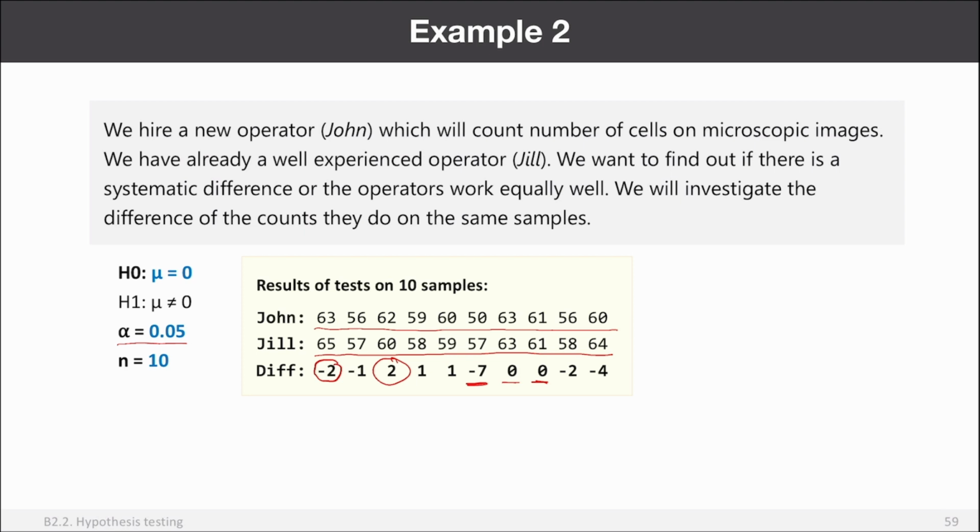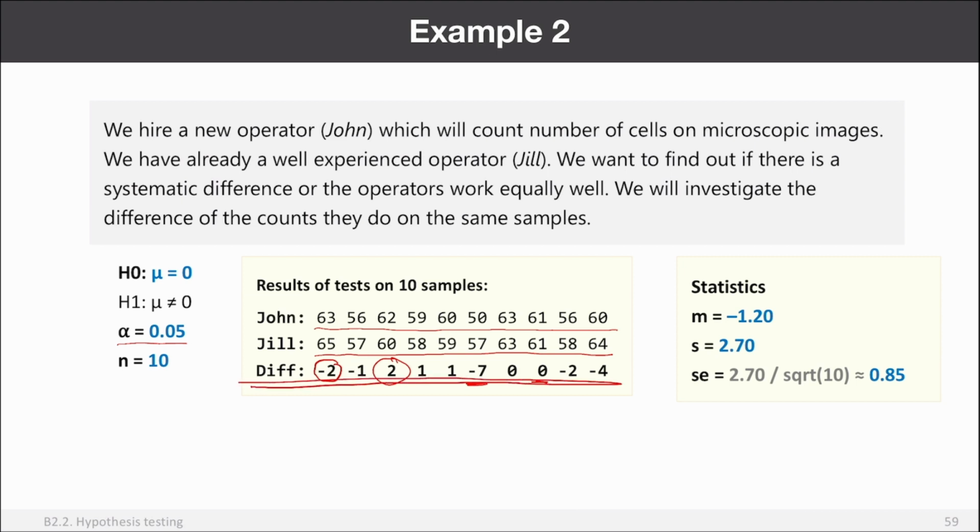So let's test it. This is our sample, all these difference values. I compute the average, so this is the average difference, and this is the standard deviation. Then I can compute the standard error by taking the standard deviation and dividing by the square root of 10. So this is my standard error.